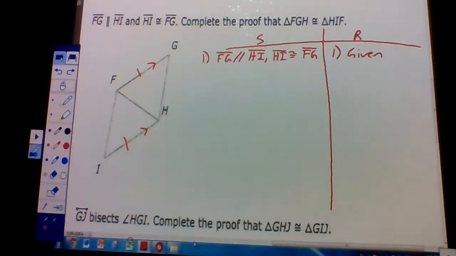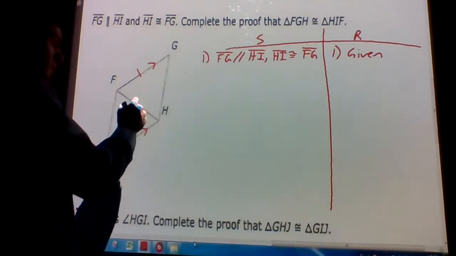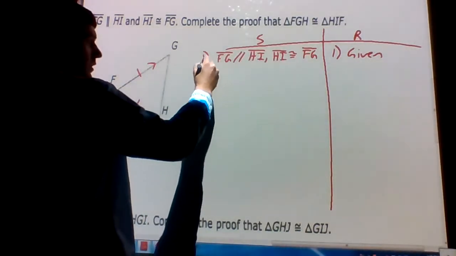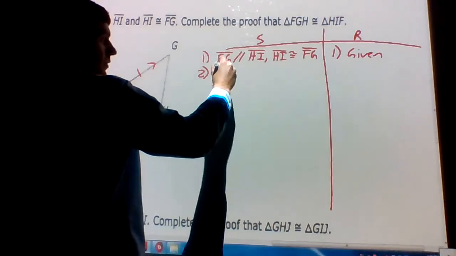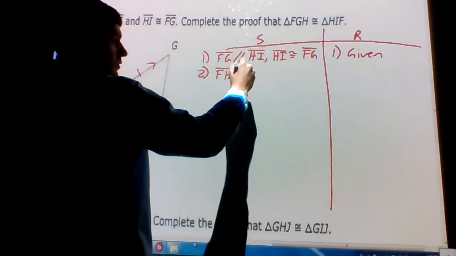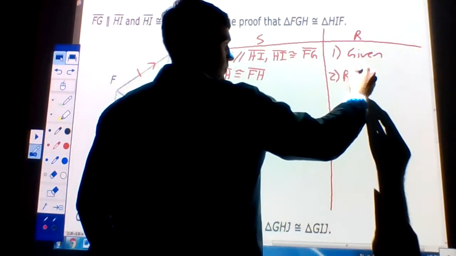So first thing on the list is vertical angles. We don't have them. Next thing is shared sides. We do have shared sides. So the side being shared is FH. So we know FH is congruent to FH by the reflexive property.